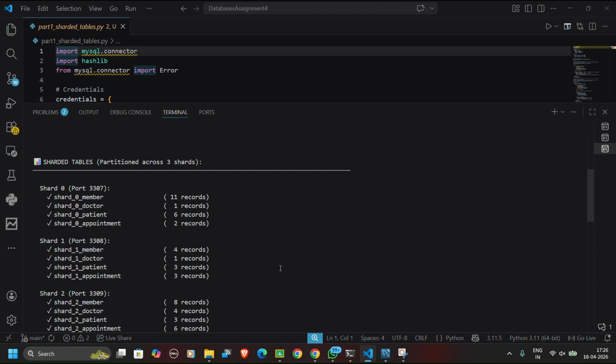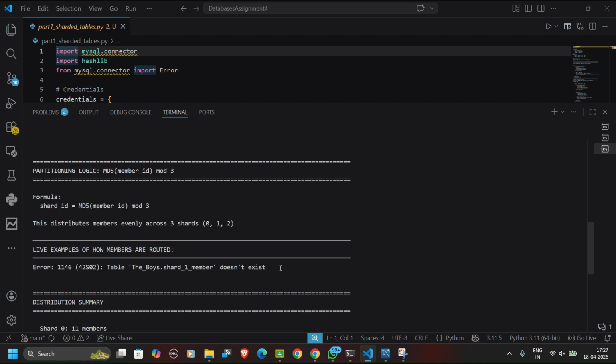So how does a member get assigned a shard? We use the MD5 hash function, so member ID modulo 3. For example, member 1 gets hashed, the result is divided by 3, and the remainder determines which shard, 0, 1 or 2, they belong to. Here we see the member examples routing to different shards based on their hash.